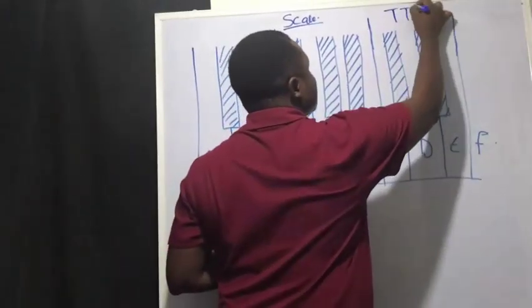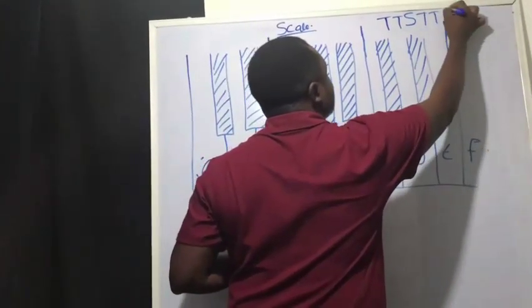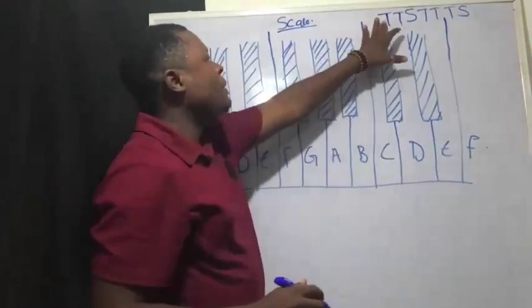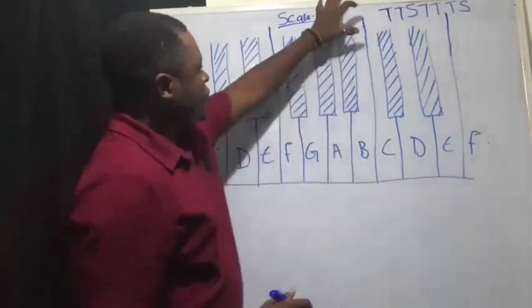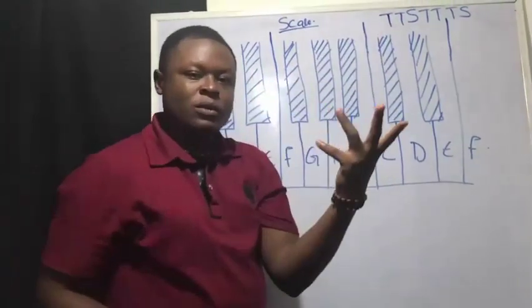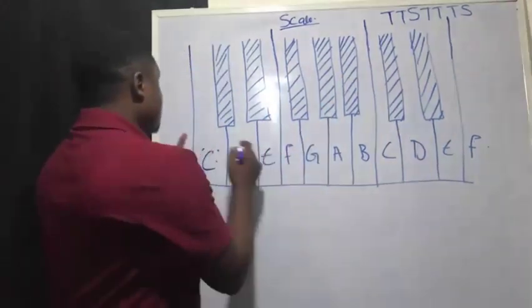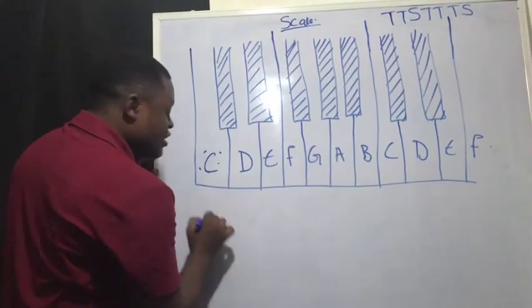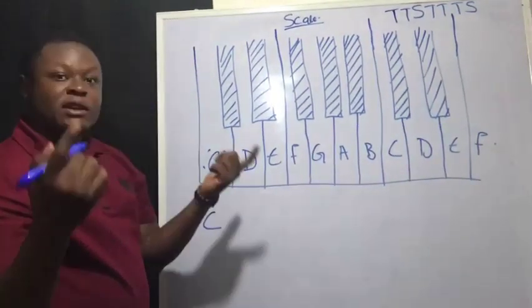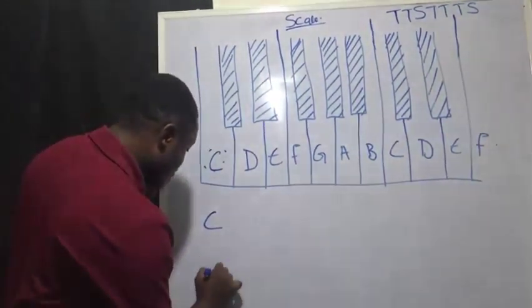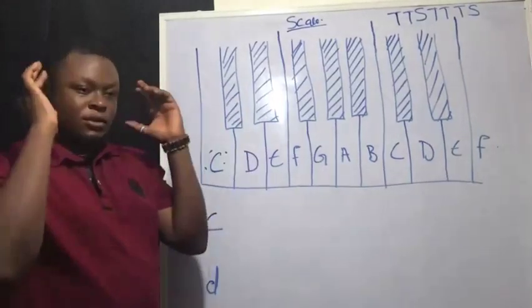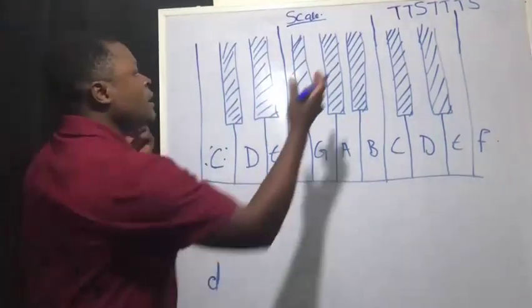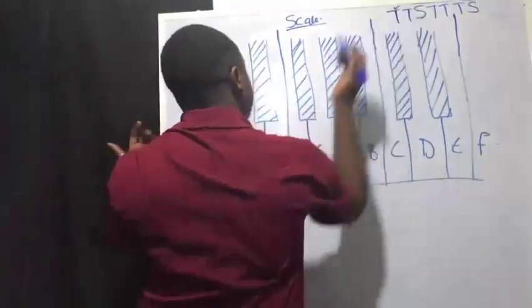Tone, tone, semitone, tone, tone, tone, semitone. How do we apply this tone, tone, semitone? For a tone, I told you a tone refers to what? Two movements. Assuming we are starting here, C is going to be our starting point, and tonic so far is going to sound do. All together.